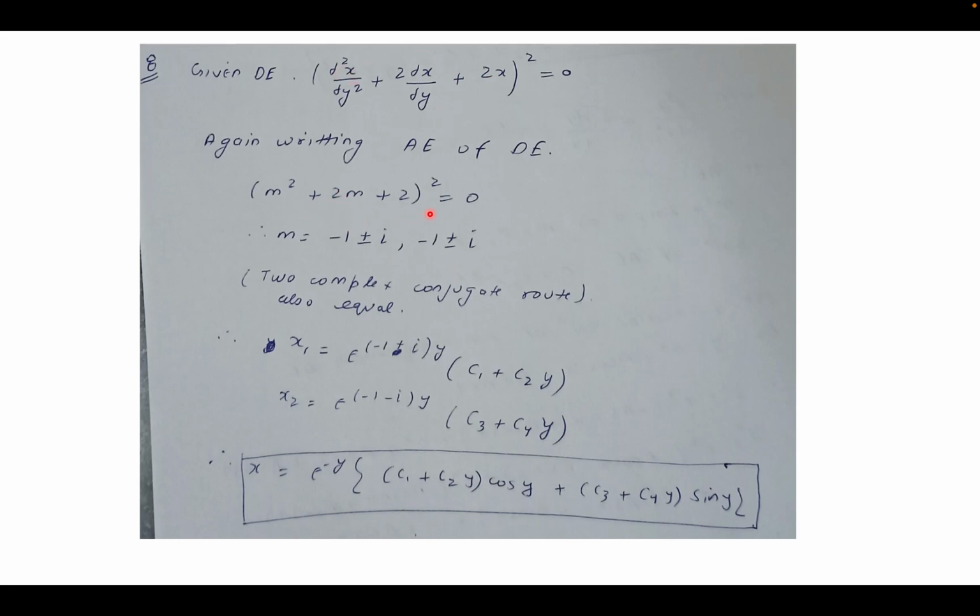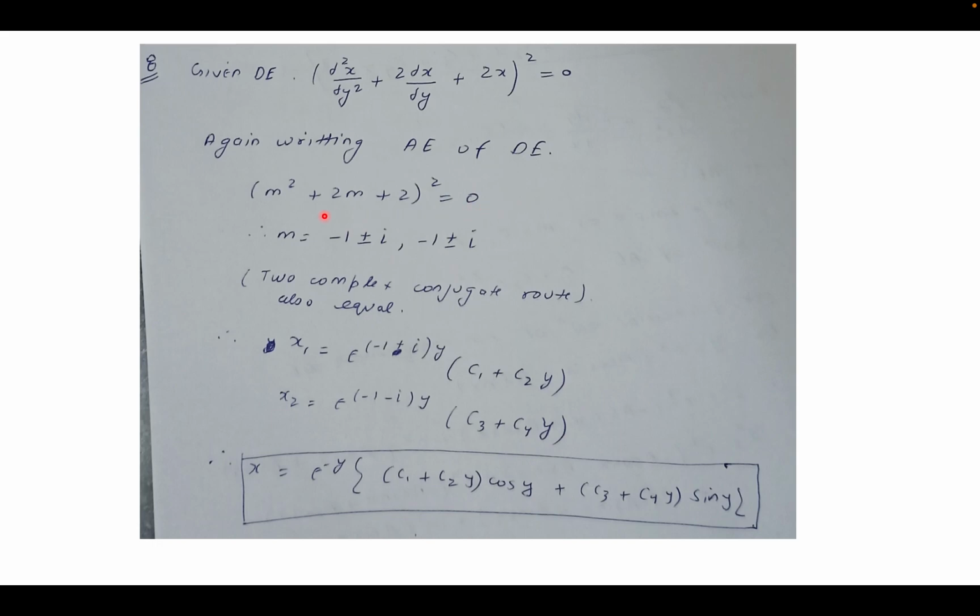Now this is a biquadratic equation, so it will have four roots, right? The coefficient of the second derivative is 1, so the coefficient in front of m² is 1. The coefficient of the single derivative is 2, so you have 2 appearing here, and the coefficient in front of the dependent variable is 2. So basically you have this equation to solve.